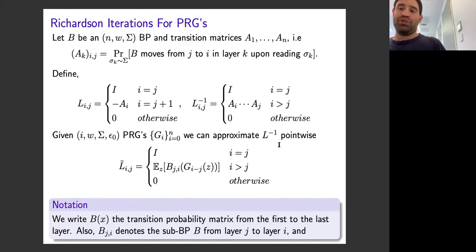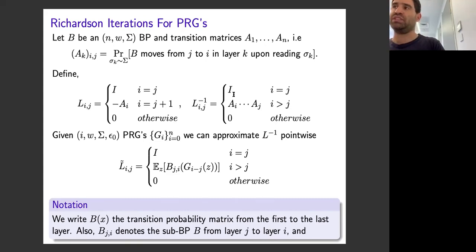So what do you do? You simply use a PRG. I wrote here PRGs G sub I, which means that you output I symbols. You use PRGs that output I symbols. But again, for simplicity, think of just a general purpose PRG that you ask, give me random symbols from sigma, and this is the G. So I'll sometimes just write G and ignore this subscript. Then you can use those PRGs to approximate this product.